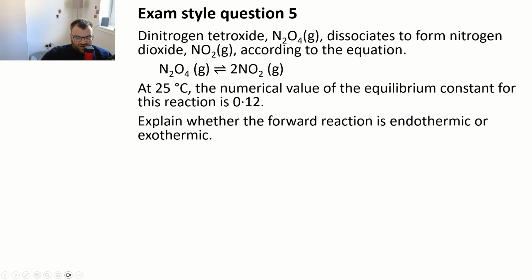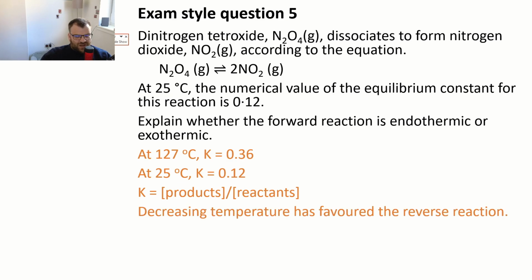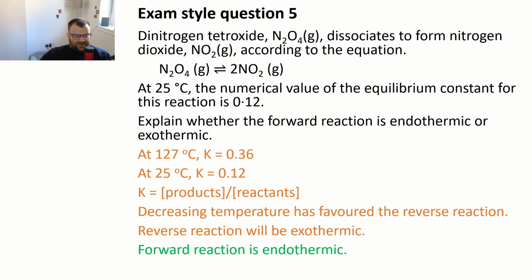There was then a follow-up question to this which says that at 25 degrees, the value of the equilibrium constant was 0.12, and we have to explain whether the forward reaction was endo or exothermic. So we're going to bear in mind that it's products divided by reactants. Decrease in temperature has caused the value of K to go down. Decrease in temperature favours the exothermic reaction. The reverse reaction is exothermic, so the forward reaction has to be endothermic.